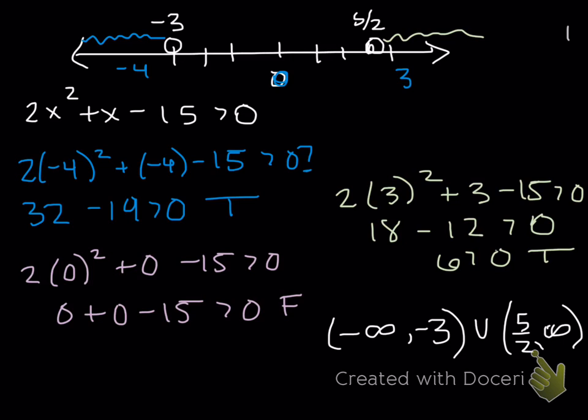So anywhere between these two areas, if I use smaller than negative 3 or greater than 5/2, I would get a solution to this problem. If I use anything between negative 3 and 5/2, I would get a false statement. So let's try one more.